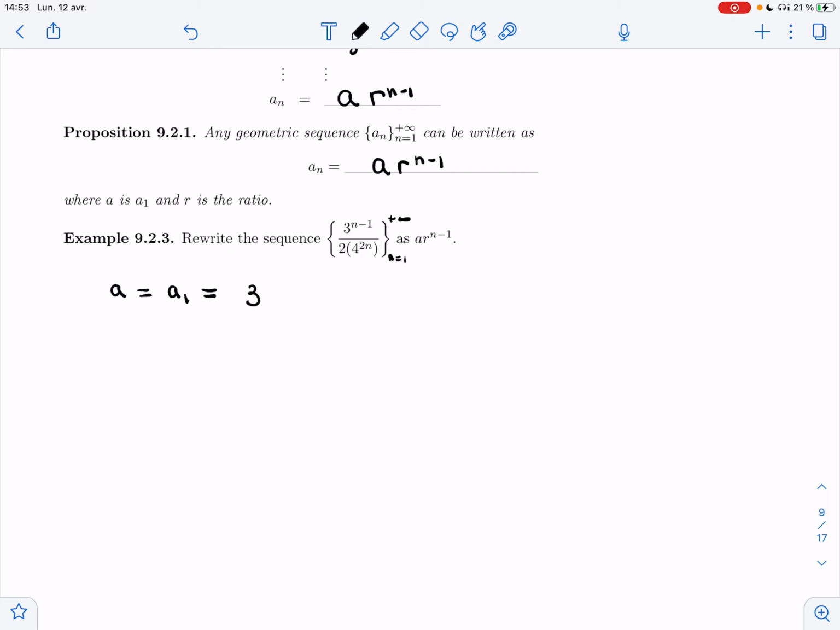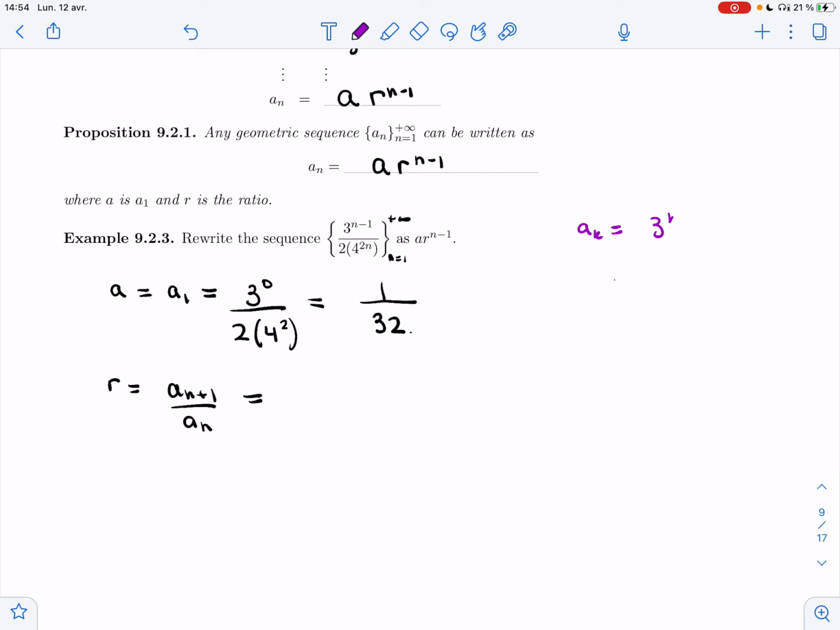So a is the first term, so it's n equals 1. I get 3 to the 0 over 2 times 4 to the 2. So I get 1 over 16 times 2, which is 32. All right, so a is 1 over 32. r is a bit more complicated. You have to take ratios, but we know how to do this. We've done it a few times trying to prove that sequences are geometric.